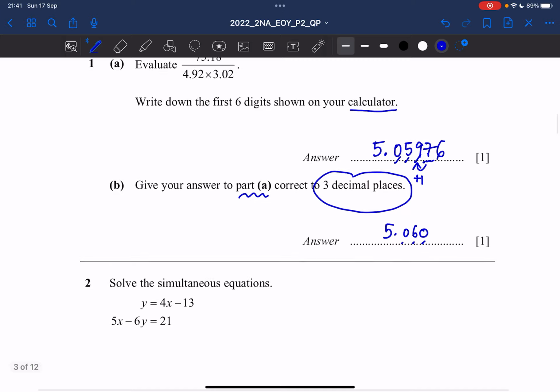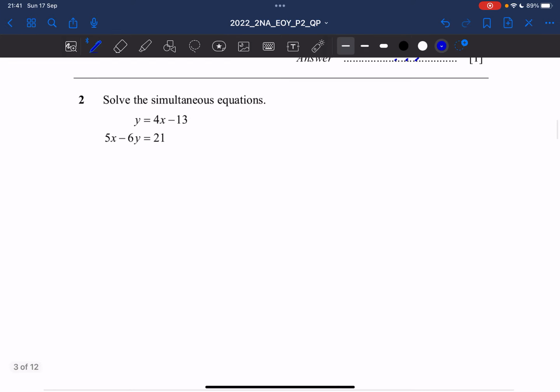Now let's move on to question 2. Question 2 is a simultaneous equation. They ask us to solve. We label this as our first equation. This is our second equation. Whenever we see this pattern, every time we see a y, we substitute it to be 4x minus 13. So we can actually do substitution. Sub equation 1 into equation 2.